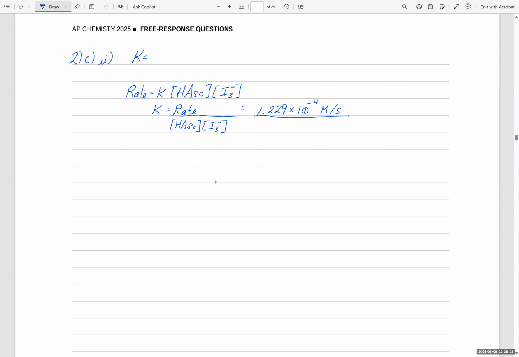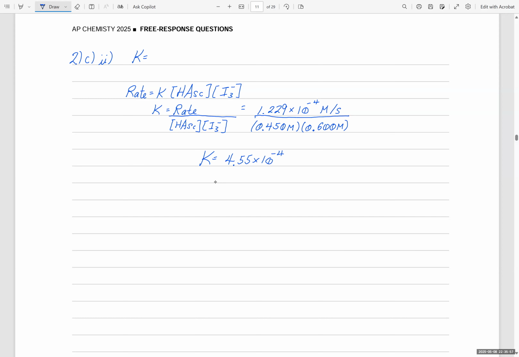And then you got this. And then what do you have in the bottom? You got 0.450 molar for the bottom for the HAC. And for the iodate, you got 0.600 molar. Okay. All right, so what do we get? So plugging this in the calculator, you should get a K value of, I hope I'm right, 4.55 times 10 to the minus 4.